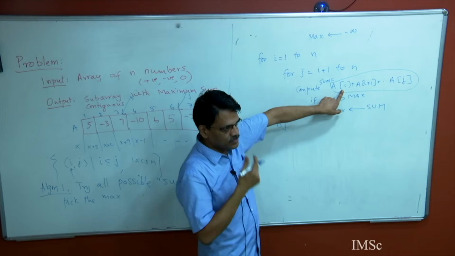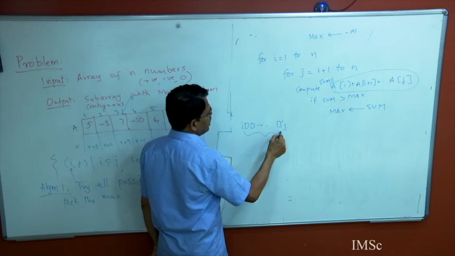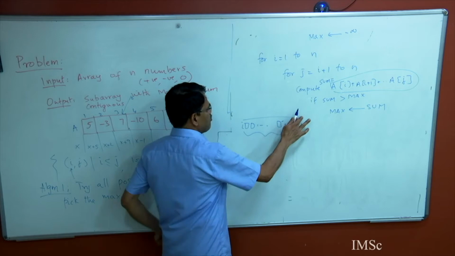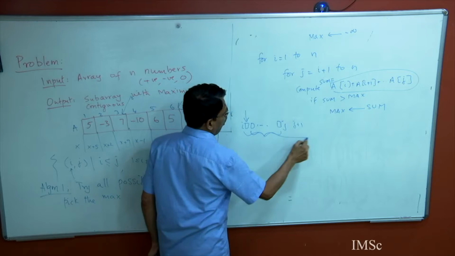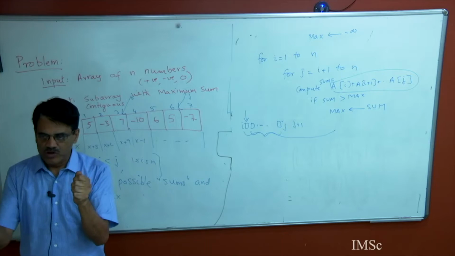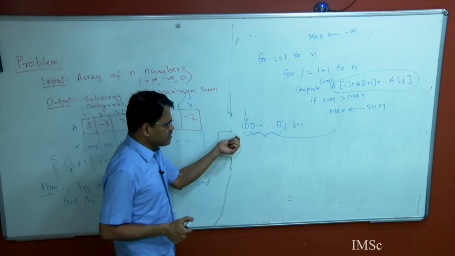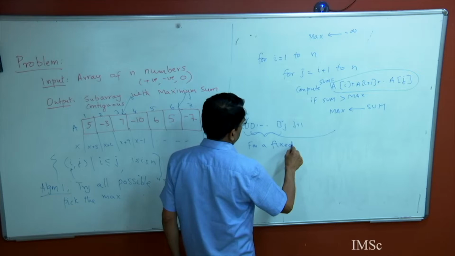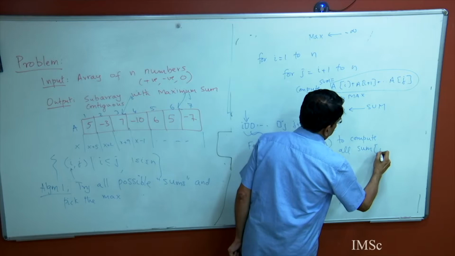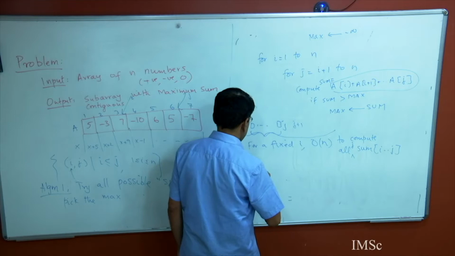If I have computed from i to j, and I want to compute j plus 1, do I have to do this whole thing? I just take the last sum and add a_(j+1). So incrementally, for a fixed i, I can compute the sum of all the j's in linear time. Fix an i, then incrementally go on, and eventually for a fixed i I can get all sums from i to j, for all j's, in linear time. So overall, an n square algorithm.